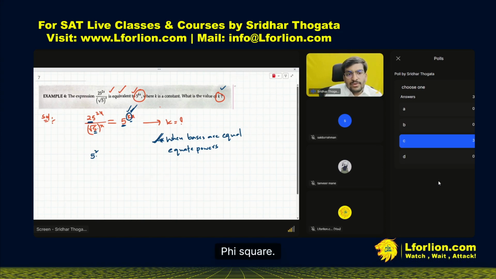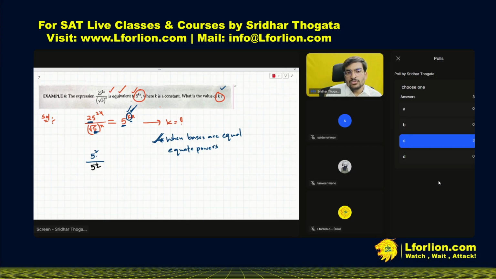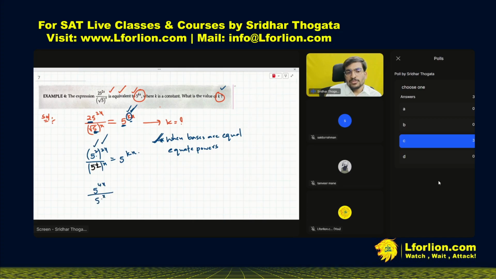What's that 5 squared? Why? So that you can make this one also something like that. Like you see the root 5, we can turn this root 5 as 5 raised to the power of 1 by 2. And the remaining part, you just keep the same. Whole power 2x, whole power x, same as it is. That equals 5 raised to the power of kx. Now just apply the power rule. It's going to be 5 raised to the power of 4x divided by 5 raised to the power of x by 2, that equals 5 raised to the power of kx.